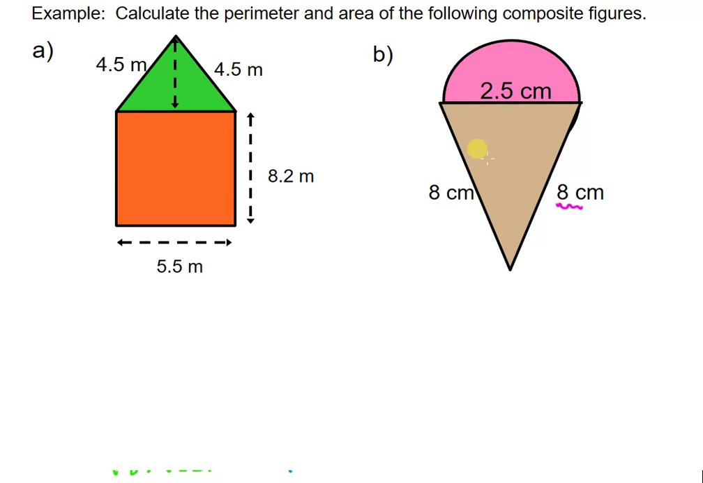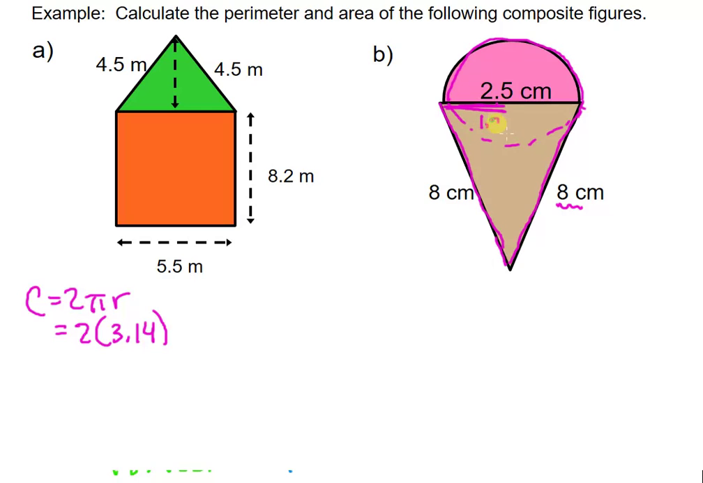Okay, so we know that we need to go around here. So 8 centimeters plus 8 centimeters plus whatever this is. Okay, so we know that this is a semicircle. So this is going to be half a circle. Okay, and we know that the circumference of a circle is 2 pi r. So it's 2 times 3.14 times r. And if we look at r, it's going to be half of the diameter. So we just take the 2.5 and we divide it by 2.